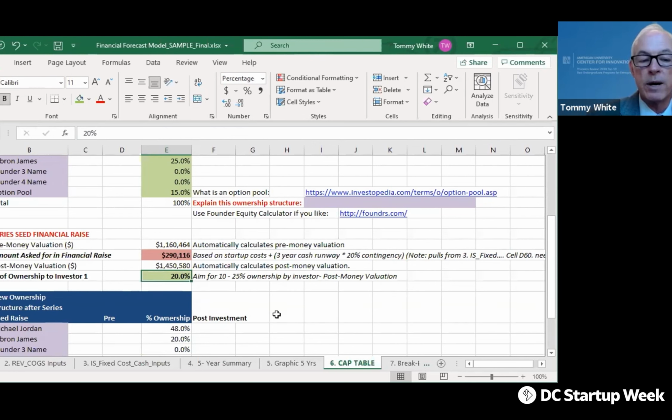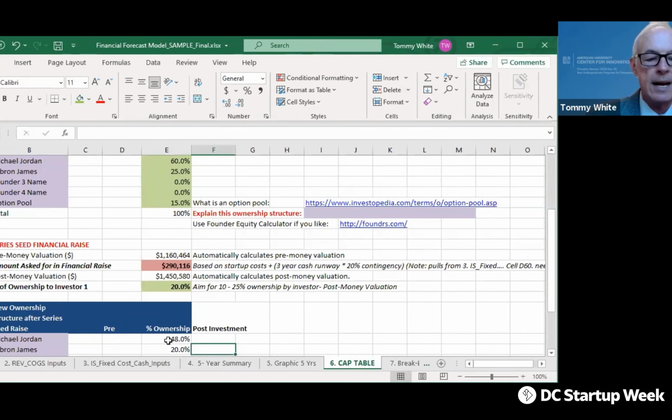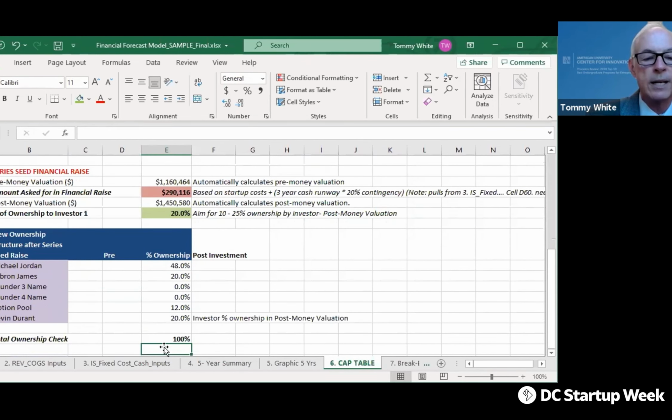And I just put in 20% as a starting figure here. And if I do that, then Michael Jordan gets diluted from 60% down to 48. LeBron James gets diluted from 25 down to 20. Our option pool gets diluted from 15 down to 12. And we have a new owner, Kevin Durant, who now owns 20% of the company. That's what that 20% represents here. This could be 15%, and those numbers will change. It could be 10%. Those numbers will change.